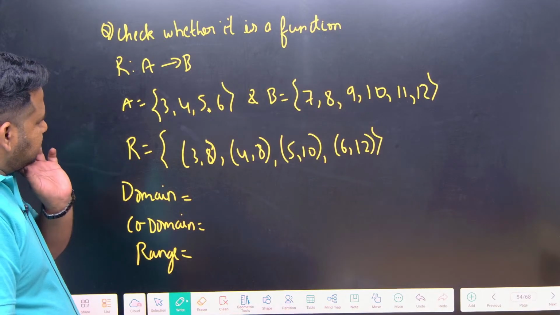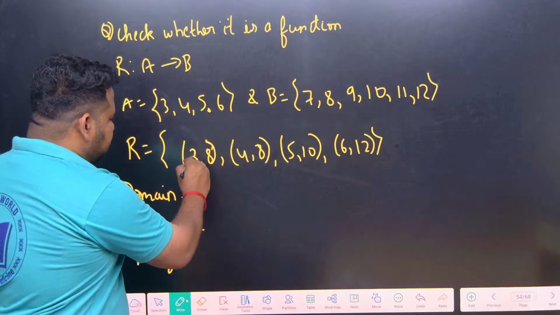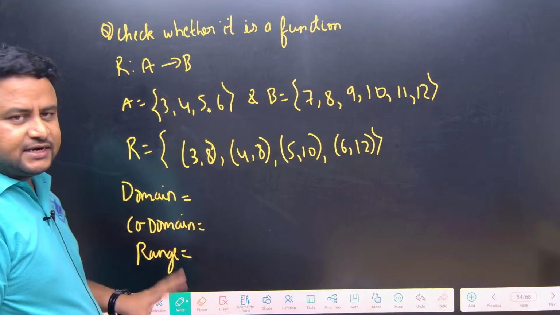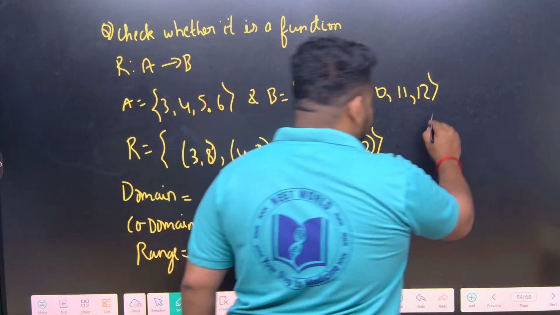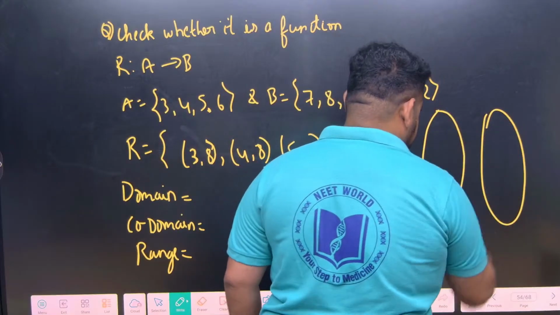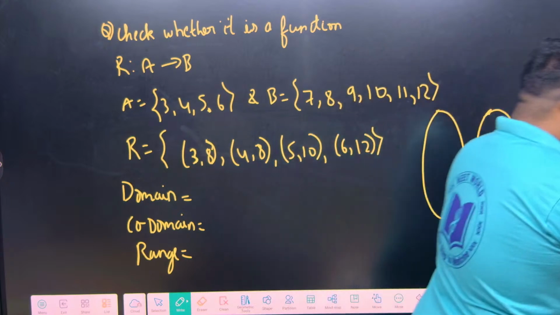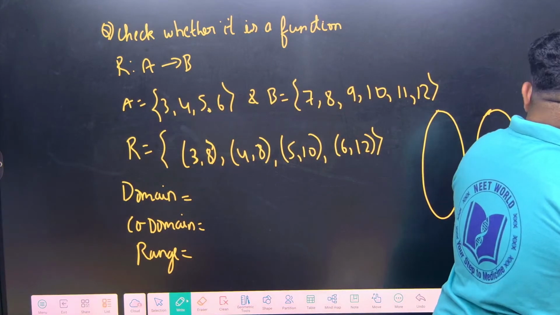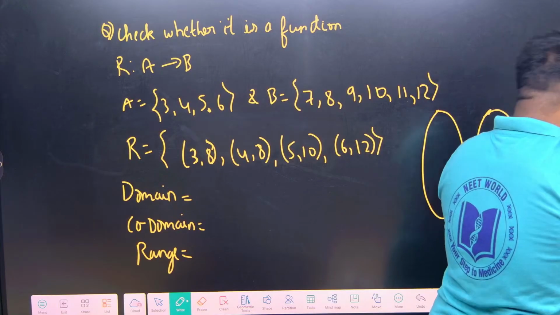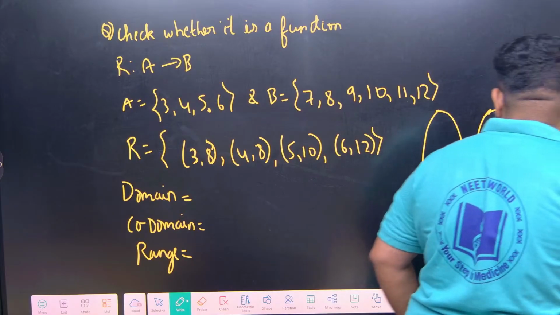See here, set A is there, set B is there. The connection is given like this. Let me write it in the form of ordered pairs, so that you understand better, because this is the way I told how the function will exist. Just a minute, so we will do the mapping now.